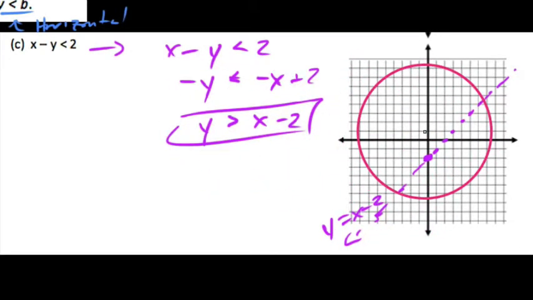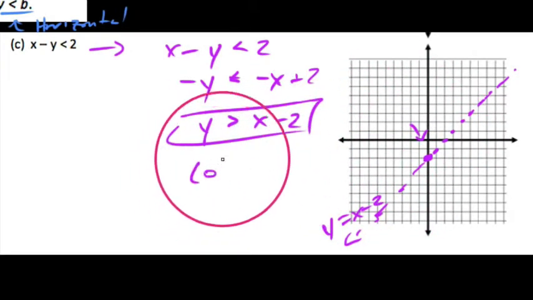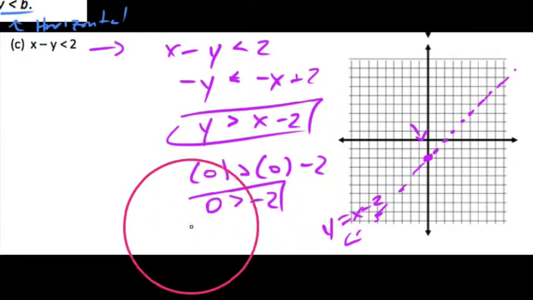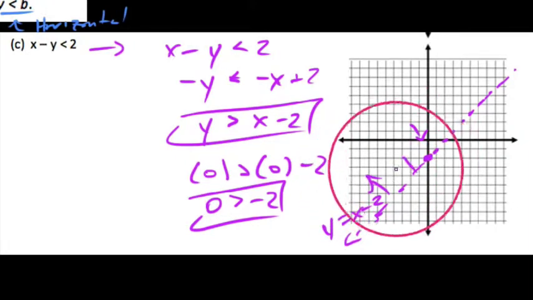And we can test 0, 0 here. 0, 0 is not on the graph, so we say this would be 0 is greater than 0 minus 2, which is 0 is greater than -2. This is a true statement, so we would shade this side of the graph.